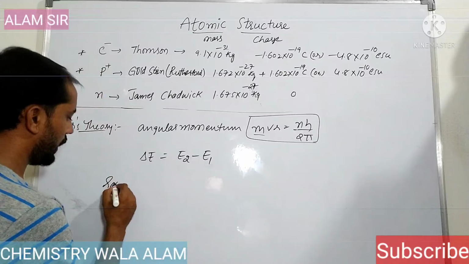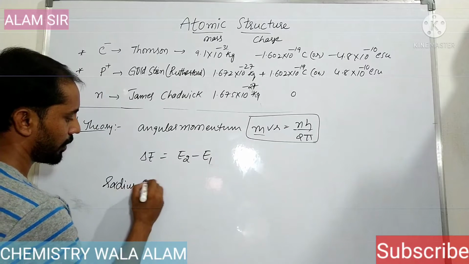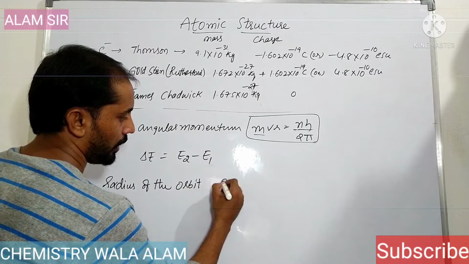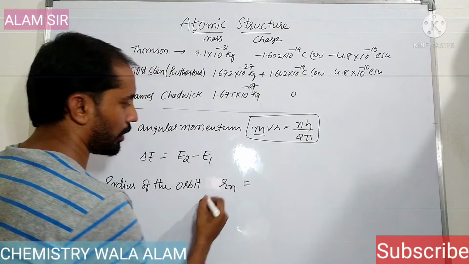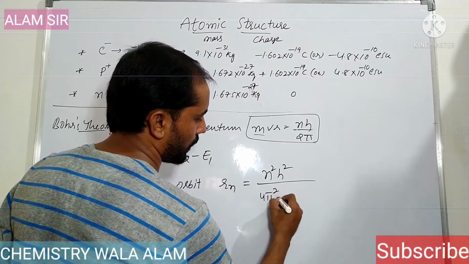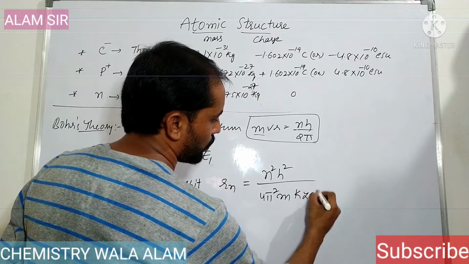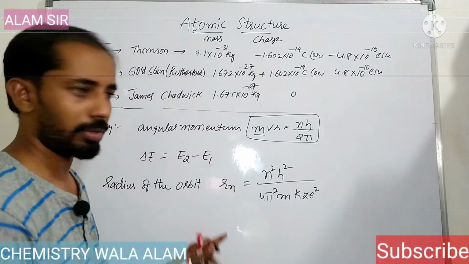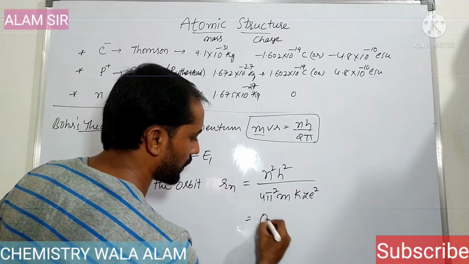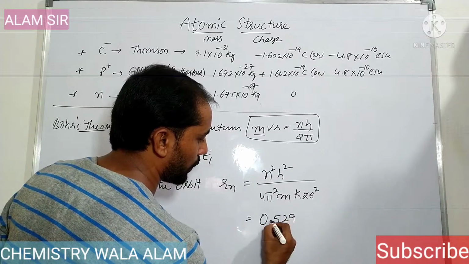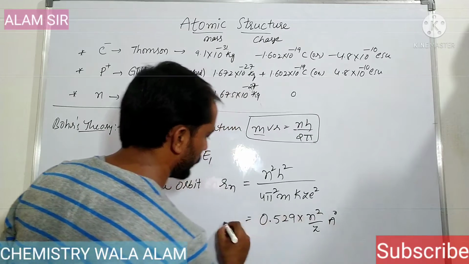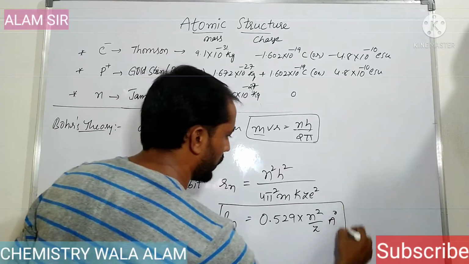Now the radius of the orbit. Niels Bohr has given the radius for the nth orbit as n square h square by 4 pi square m k z e square. Except n square and z, all the remaining values are constant. By substituting those values you get 0.529 into n square by z angstrom units. This is the radius of the nth orbit of hydrogen.